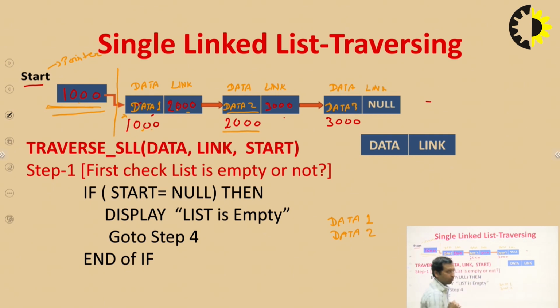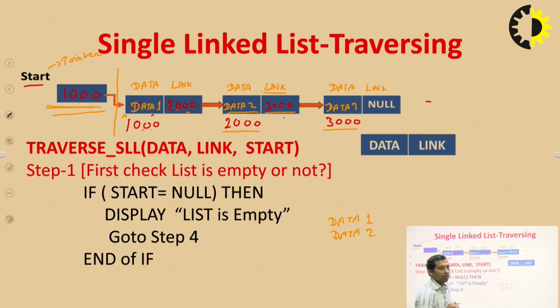Data 2. We are traversing here. So now, how do we go to the next node? By using the link part of the current node. The current node address is 2000. At the link part of 2000 we have the 3000 address. This is the next node address. We can jump to the next node address, that is 3000.